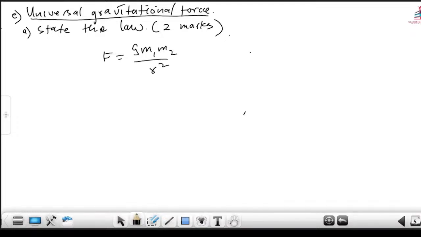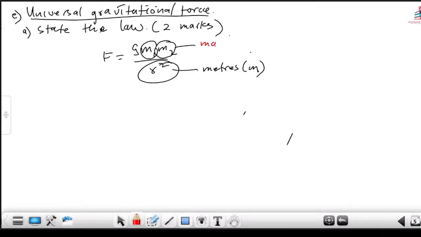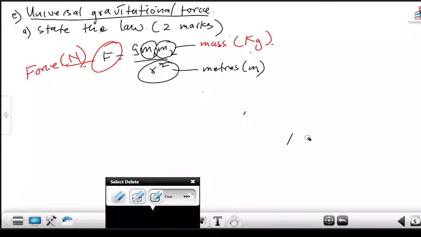The expectation here is r squared, because it's the radius between the bodies. It must be in meters. It is very, very important. And your mass must be in kg, and obviously this is your force, and this force must be in newtons. So there isn't much here, ladies and gentlemen, but there's another important equation that I want you to be on the lookout for.